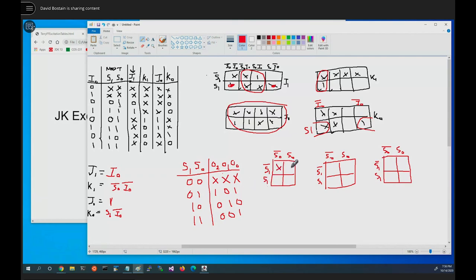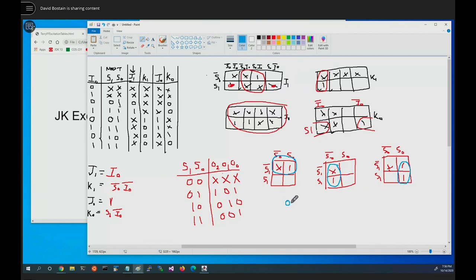X100, X010, and X101. Okay, check my work, make sure I did the right thing, and correct me if I didn't. So that group of two is pretty tempting. That group of two is pretty tempting. That group of two, and then we'll make the X a zero in that box.